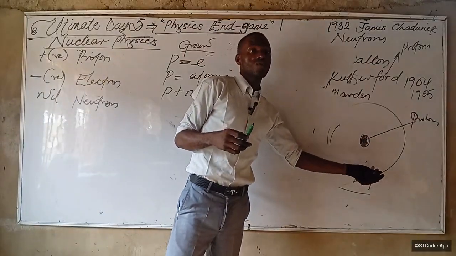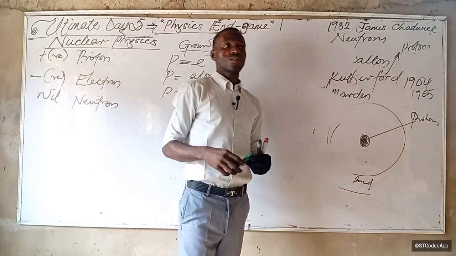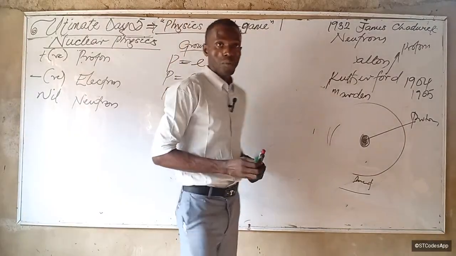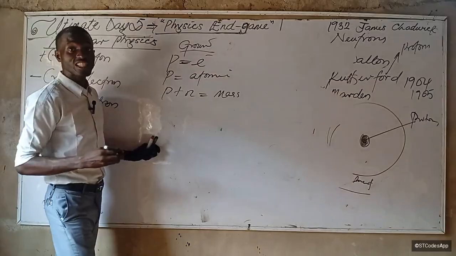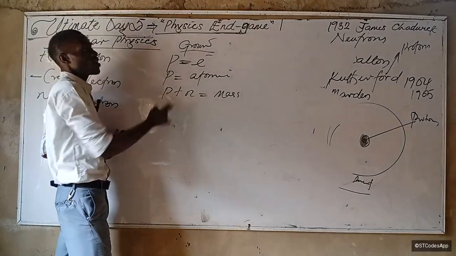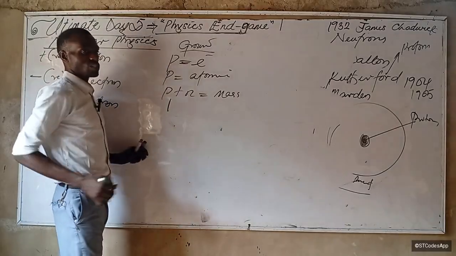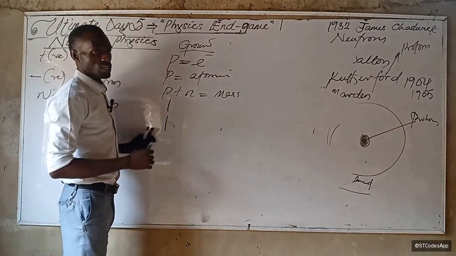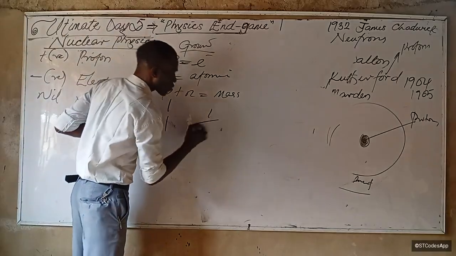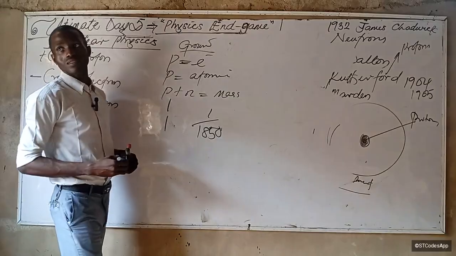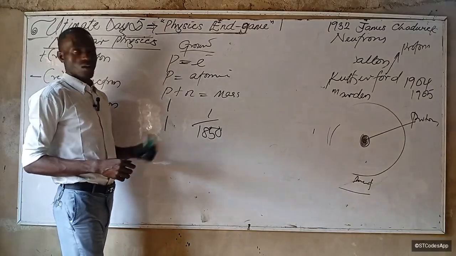So we say that the total mass of an atom is contained in the nucleus. Why? Because the electron has negligible mass. What's the mass of a proton? 1. What's the mass of a neutron? 1. What's the mass of an electron? 1 over 1,850 of that of protons. Is that okay?